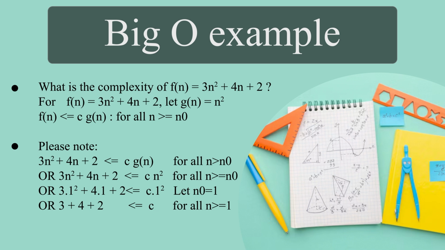Now the next thing: let's take the value of N0 to be 1. Then what is going to happen? It will convert to 3 plus 4 plus 2 should be less than or equal to C for all n greater than or equal to 1, right.